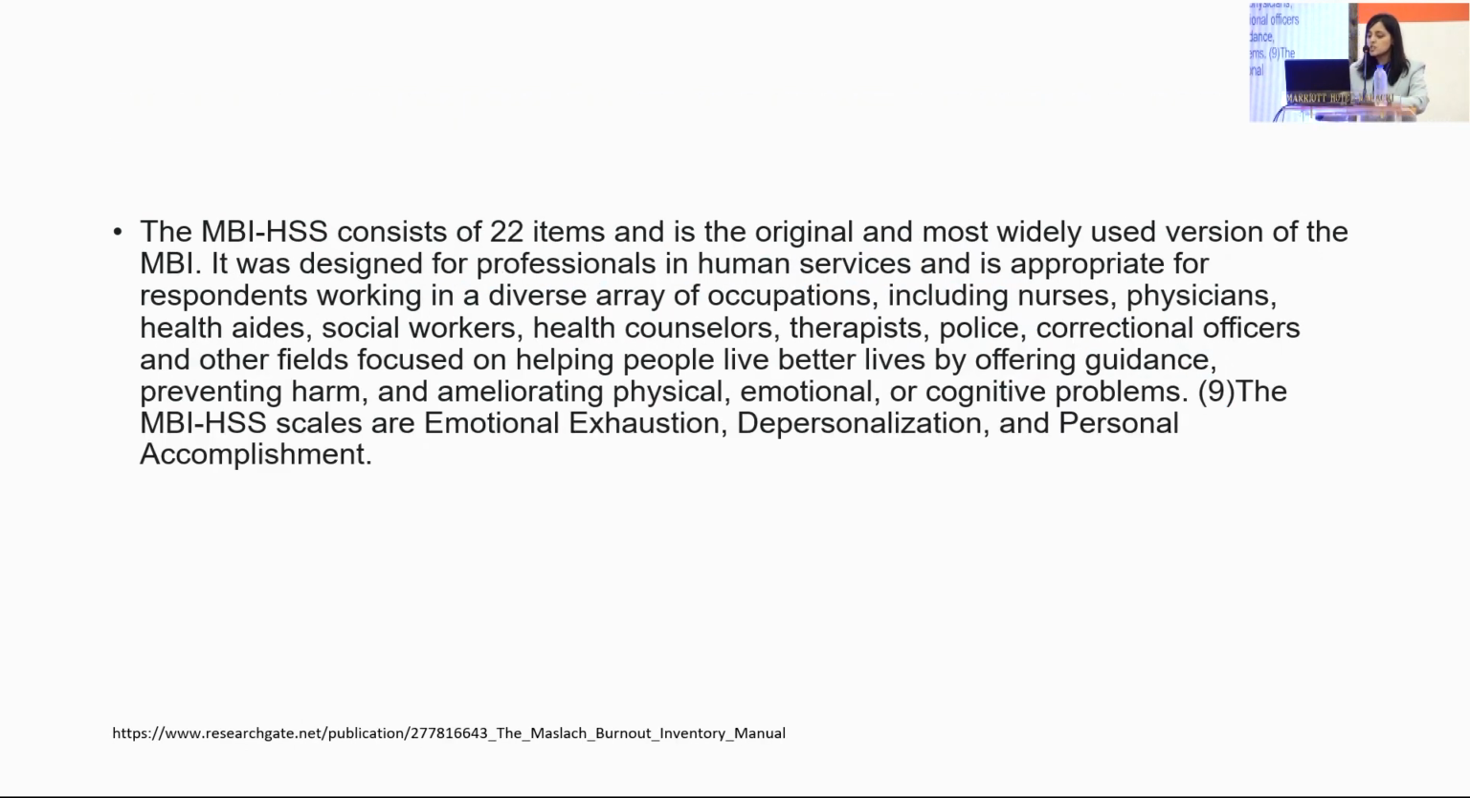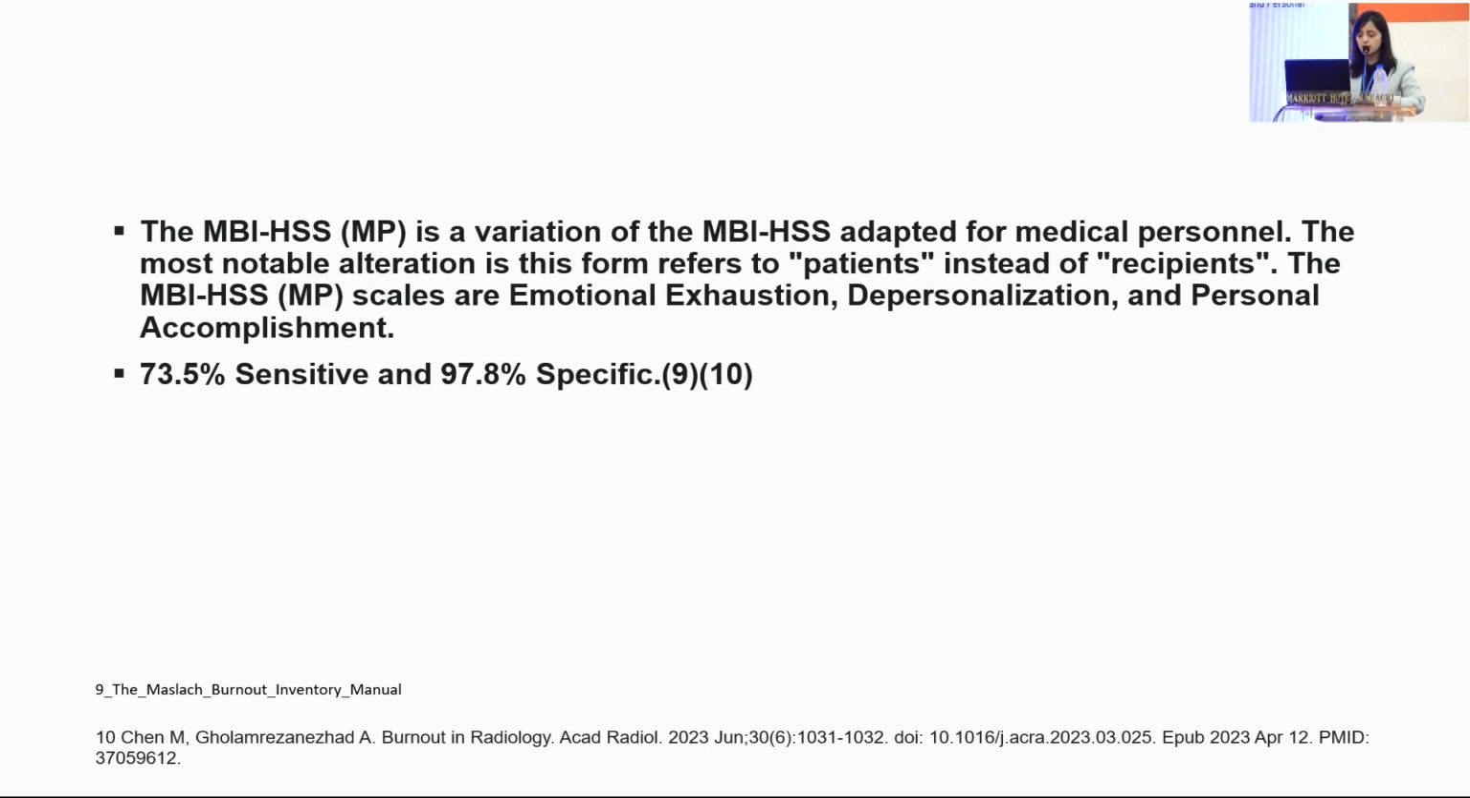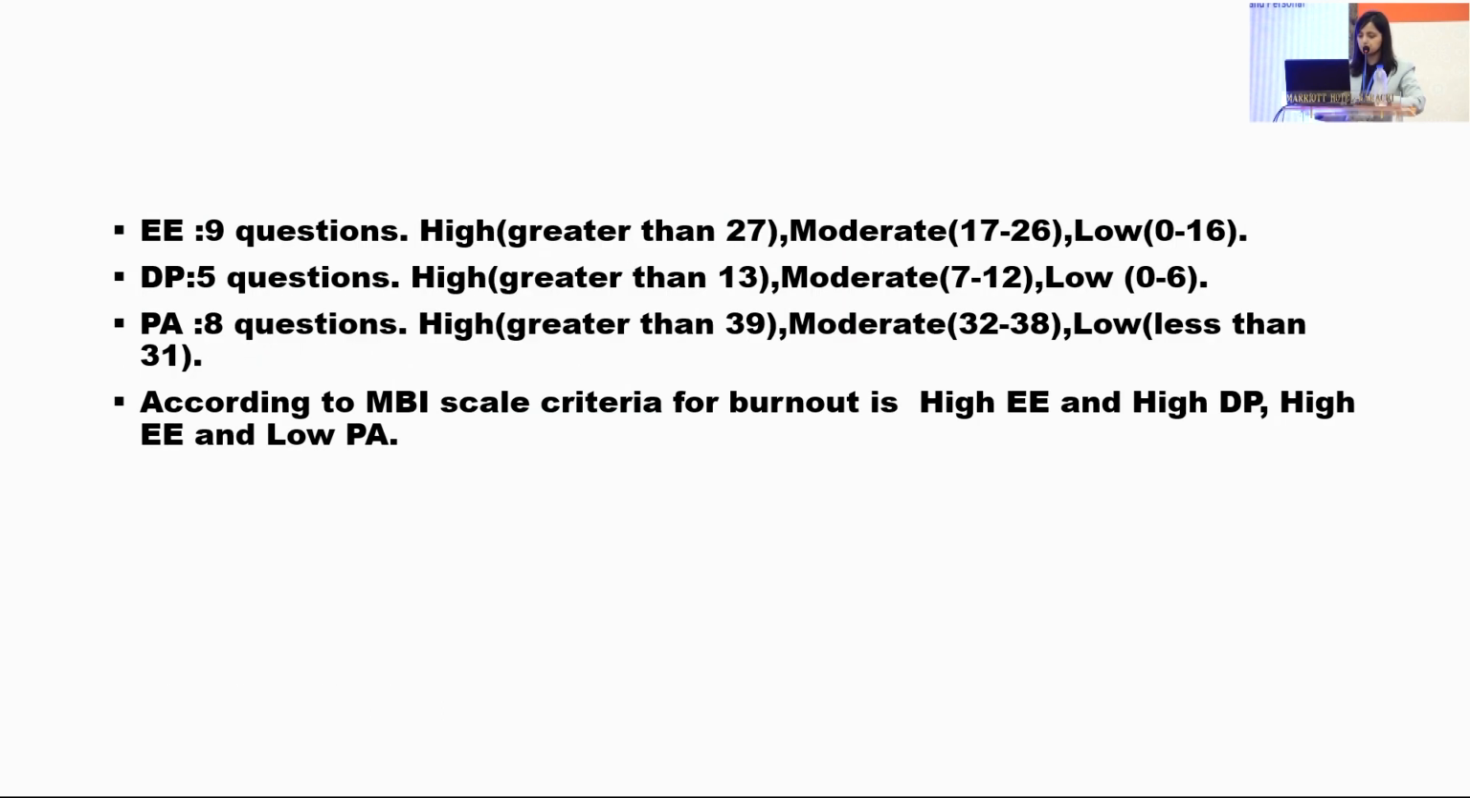So the MBI-HSS has 22 items and is the original and most widely used version of the MBI among doctors. The difference is basically that instead of patients, it uses recipients. It's 73.5% sensitive and 97.8% specific according to Maslach itself.